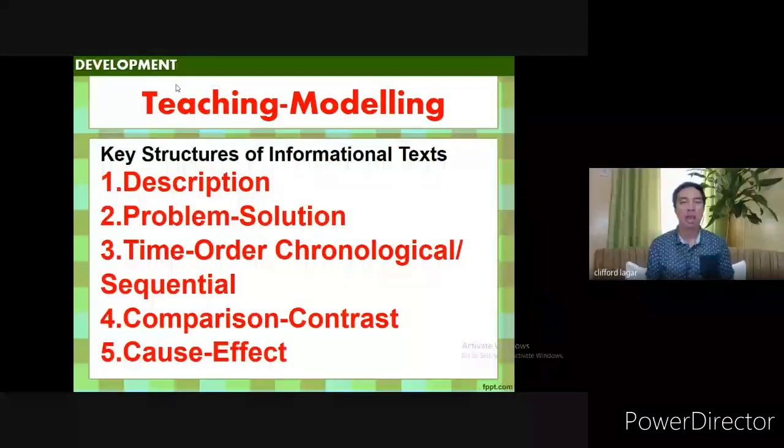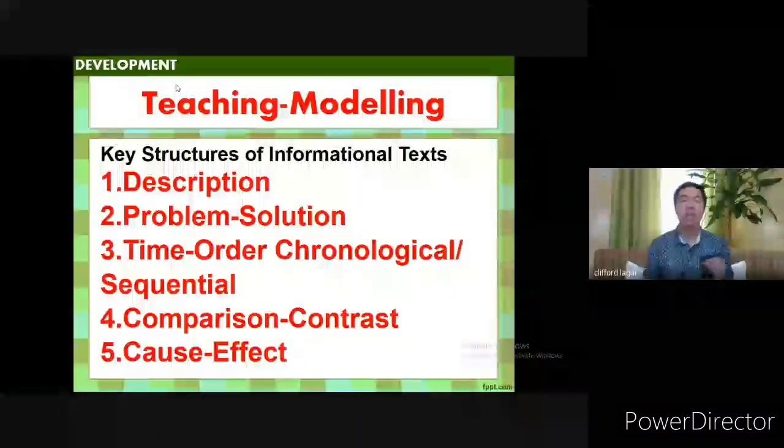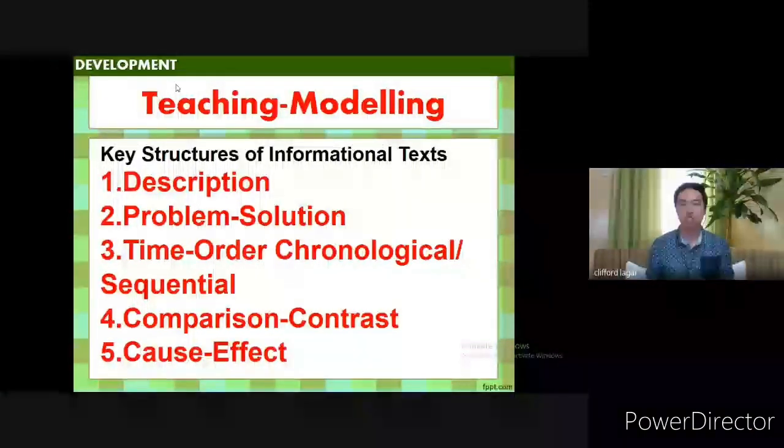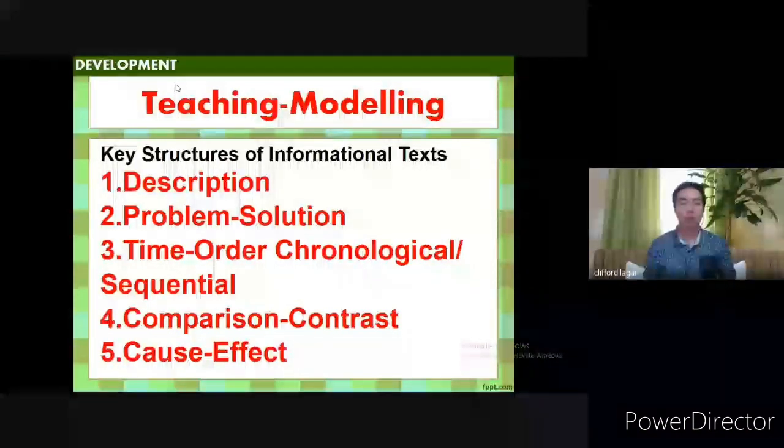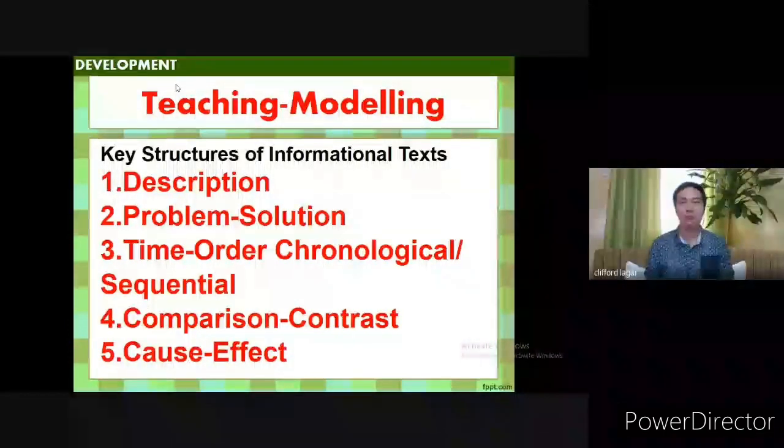So, in informational text, we have five key structures. Number one, description. Number two, problem solution. Number three, time order, chronological, sequential. Number four, comparison contrast. Number five, cause and effect.